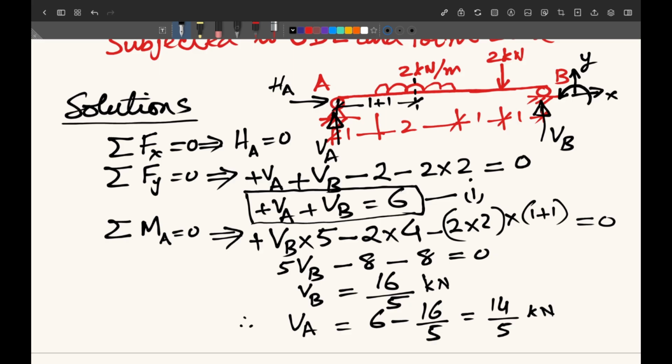I hope this lecture has helped you in learning how to calculate the support reactions of a simply supported beam.